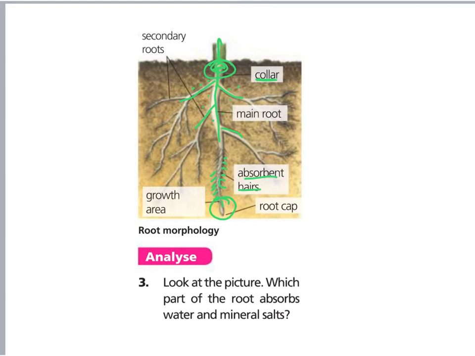Here you have the growth area. The root is going to grow towards the ground. So this area is the one that they use for growing. So this area is really weak. That's the reason why they need something for protecting, which is the root cap. You have to do this exercise. Exercise 3.